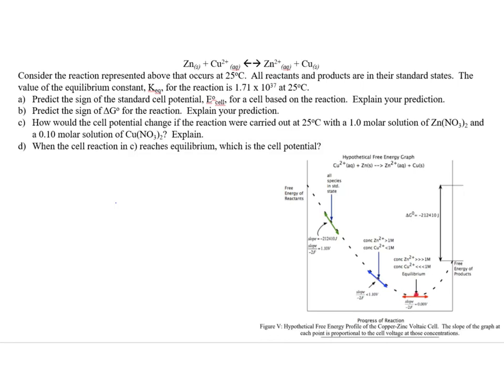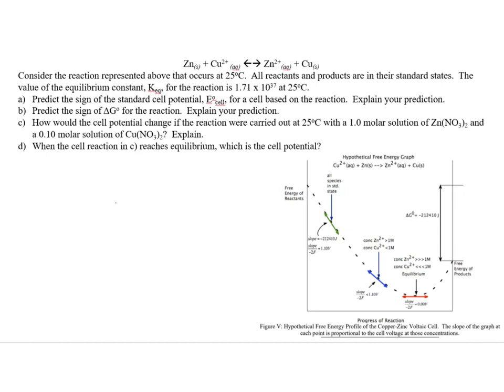And as soon as I draw a sketch with the dip closer to the product side, it makes doing part A and part B really pretty simple. It says, predict the sign of the standard cell potential for a cell based on this reaction. Explain your prediction. And it says, predict the sign of delta G for this reaction.